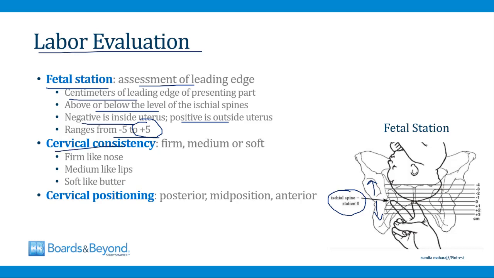Cervical consistency for a woman in labor can be either firm, medium, or soft. Firm is like your nose, medium is like your lips, and soft is like butter. Ideally you want the cervix to be soft at the time of delivery of the baby. And lastly, a standard part of evaluating a woman in labor is to describe the positioning of the cervix. It can either be posterior, mid-position, or anterior.